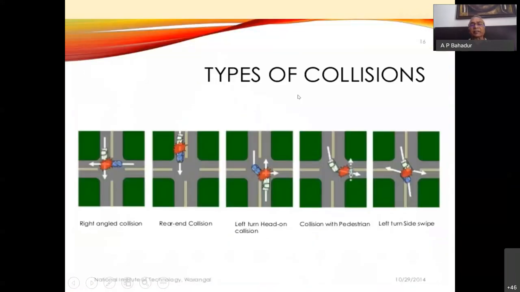As you can see here, at the intersection are the areas of conflict. Conflict means collision between two categories of movement. It could be vehicle to vehicle, vehicle to non-motorized traffic, or vehicle to pedestrians. So first is right angle collision, then back to back. Now in India, rear end collisions are found to be quite a common cause of accidents. Then side sweeps and then cross.